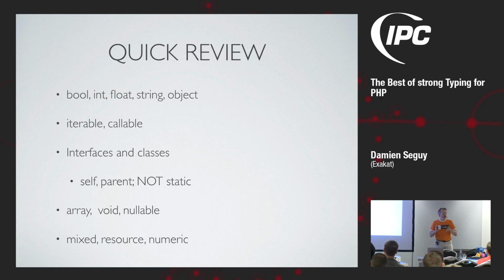String and object. Object is slightly different from the class one, because object just means one object, whatever the class. Okay? On the other hand, the class means an object of that specific class, so it's a little more precise. But those are the default ones.